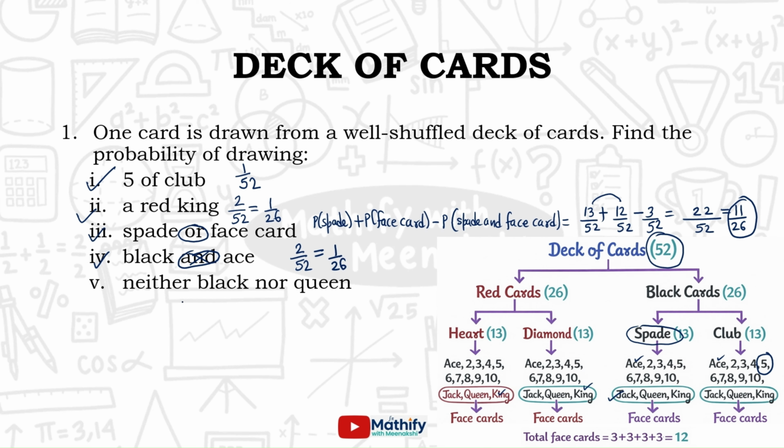Neither black nor queen. I told you what you have to do. Subtract the probability of either black or queen from 1.